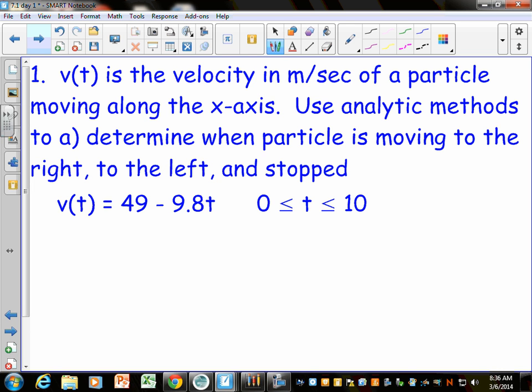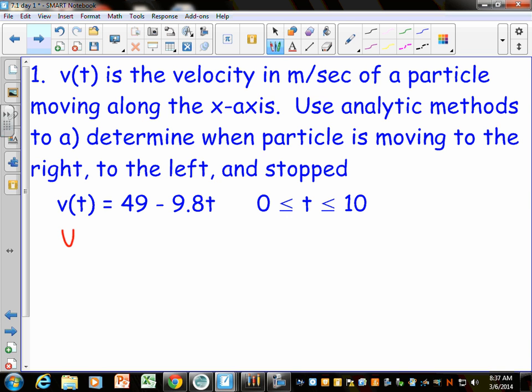It's Friday. So if v of t is the velocity in meters per second of a particle moving along the x-axis, use analytic methods, that means not your graphing calculator, to (a) determine when the particle is moving to the right, moving to the left, and stopped. I think it's easiest to start when it's stopped, right? Or moving left. What do you want to do? Yeah, when it's stopped, it's equal to 0.